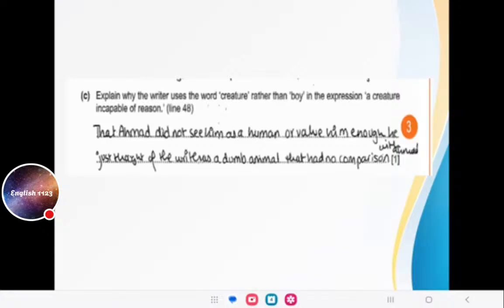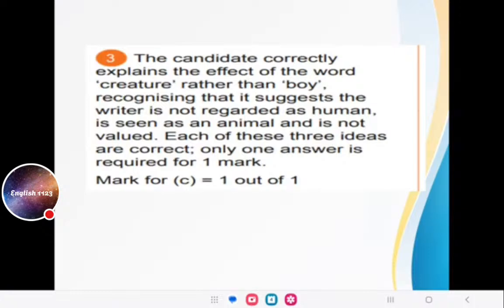Or value him enough, he just thought the writer was a dumb animal. That answer is also correct. He had no comparison with a human. So the candidate has written 3 complete answers in these 2 lines. Even if he wrote just one answer, just one line, just one sentence, that would have been enough. But still, the candidate got his marks because he conveyed the message completely.